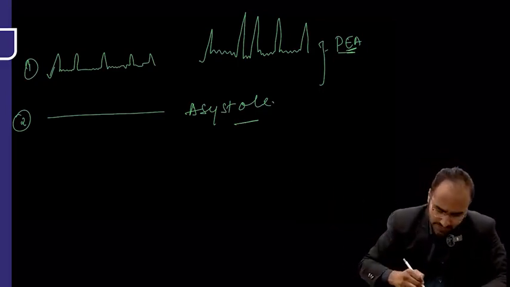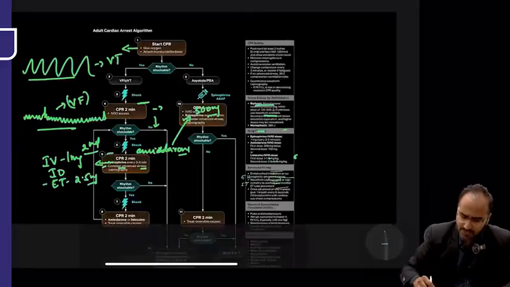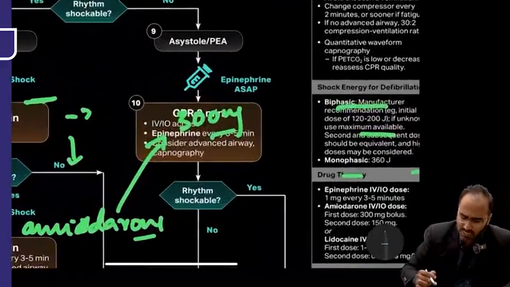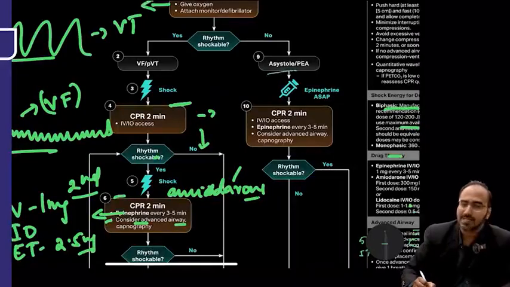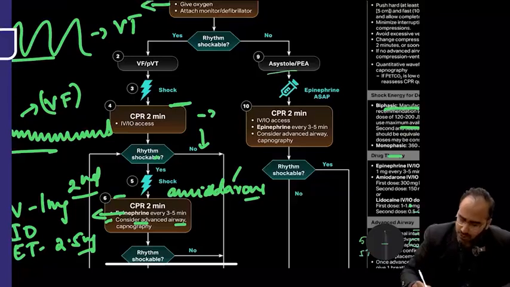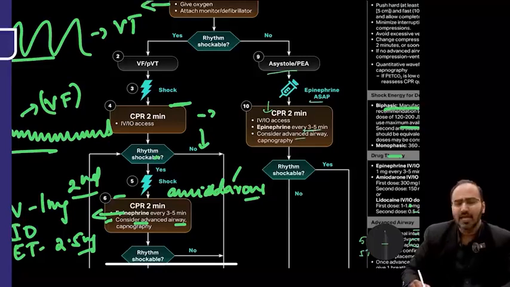Over here what we need to do guys? Again, we need to go for the algorithm where we immediately start compressions. If there is asystole or pulseless electrical activity, immediately resume your compressions and start to give epinephrine as soon as possible. Every 3 to 5 minutes you have to give epinephrine, right? And after 2 minutes you check for the pulse and rhythm.